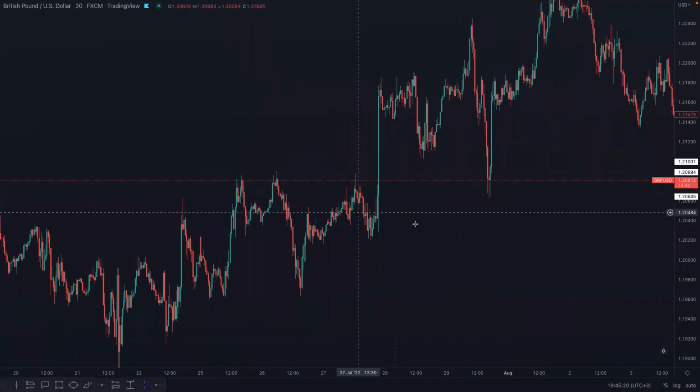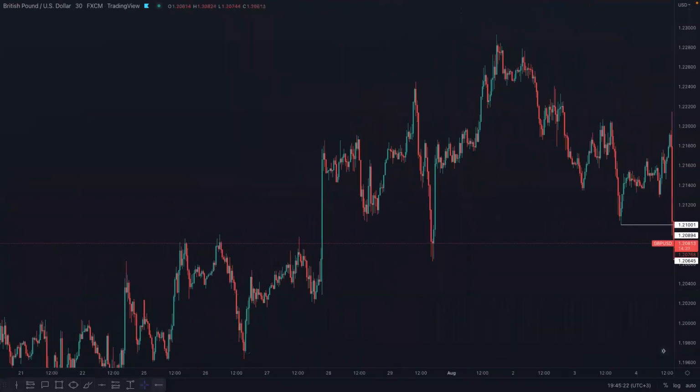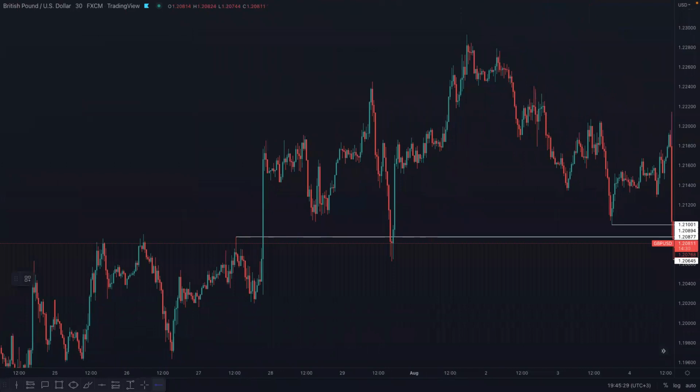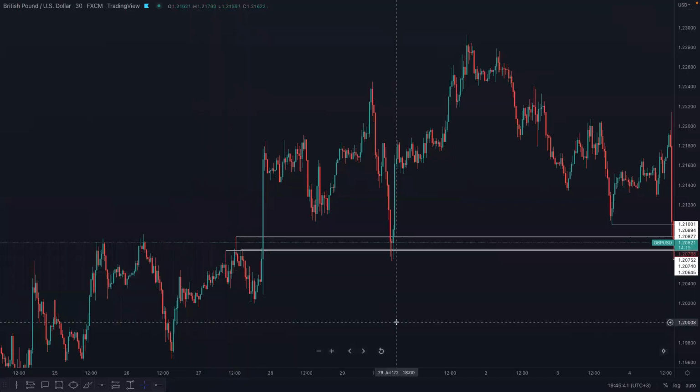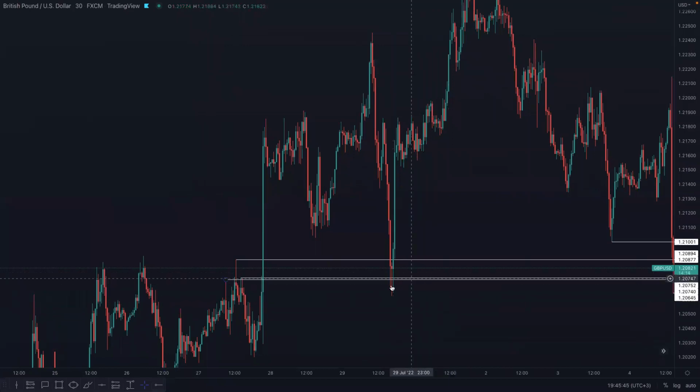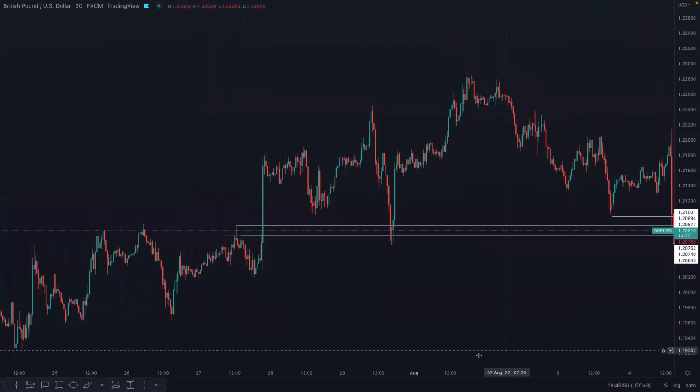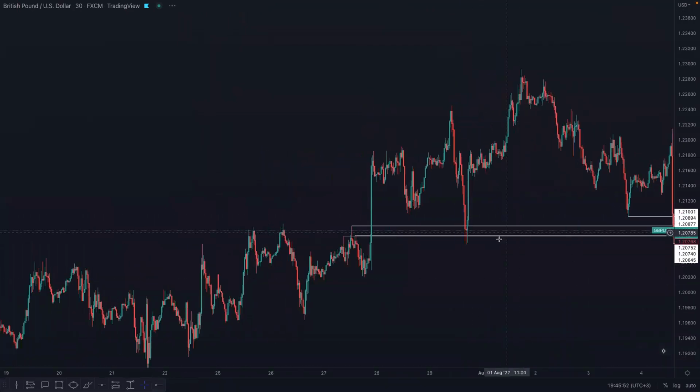Also, right here, we have this break-in retest structure, and we have these two hidden invalidations. We have the first hidden invalidation, and we have the second hidden invalidation. So we can see that price respected both. That would have been our entry for this buy trade.